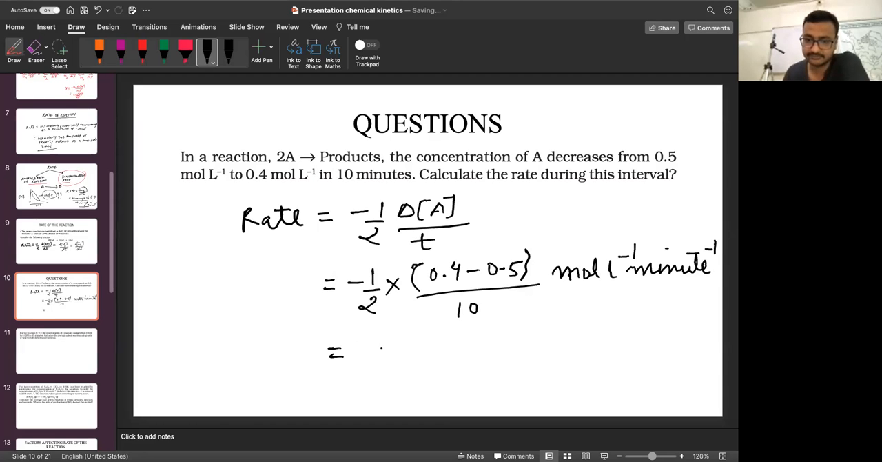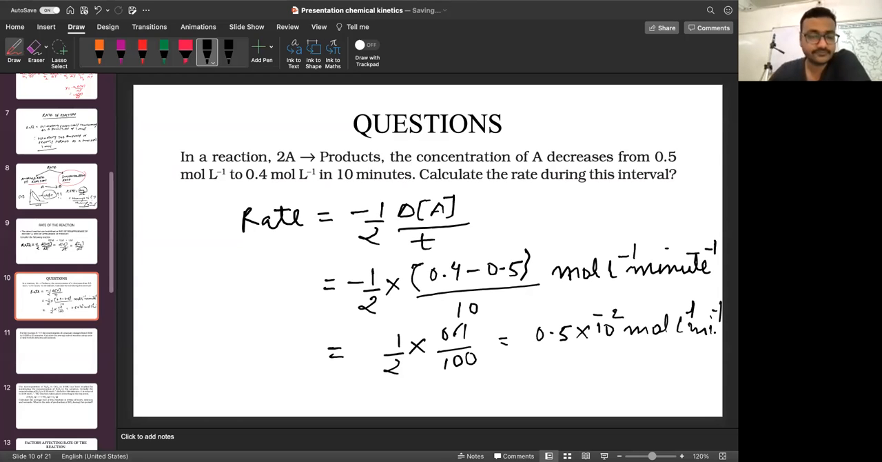In that case, you have to convert this time into seconds. Okay, the value will be 1 by 2 multiplied by 0.1 divided by 10. So here's the crux. It will be 0.5 into 10 to the power minus 2 mole liter inverse minute inverse. Any doubt? Any doubt regarding this question? No. Okay.